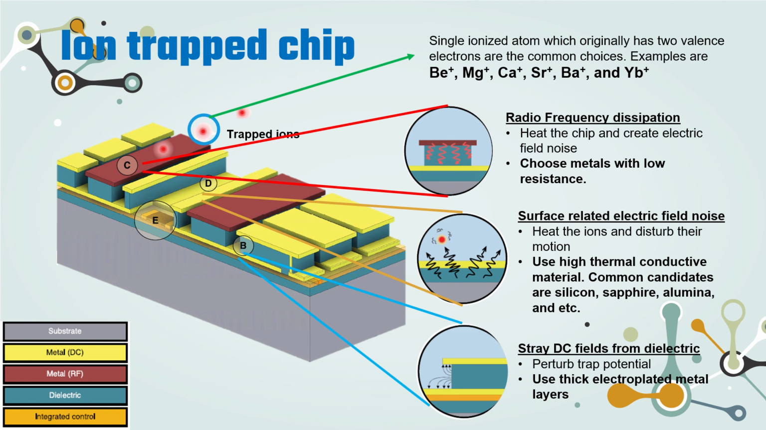And at last, the stray direct current field from the dielectric material can perturb the trap potential. We can solve this by using thick electroplated material layers to reduce this effect.